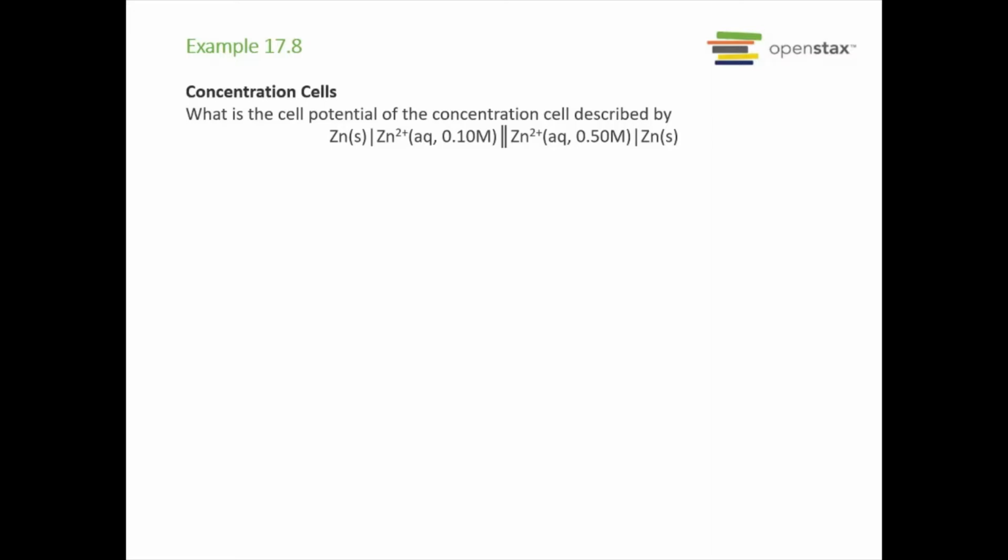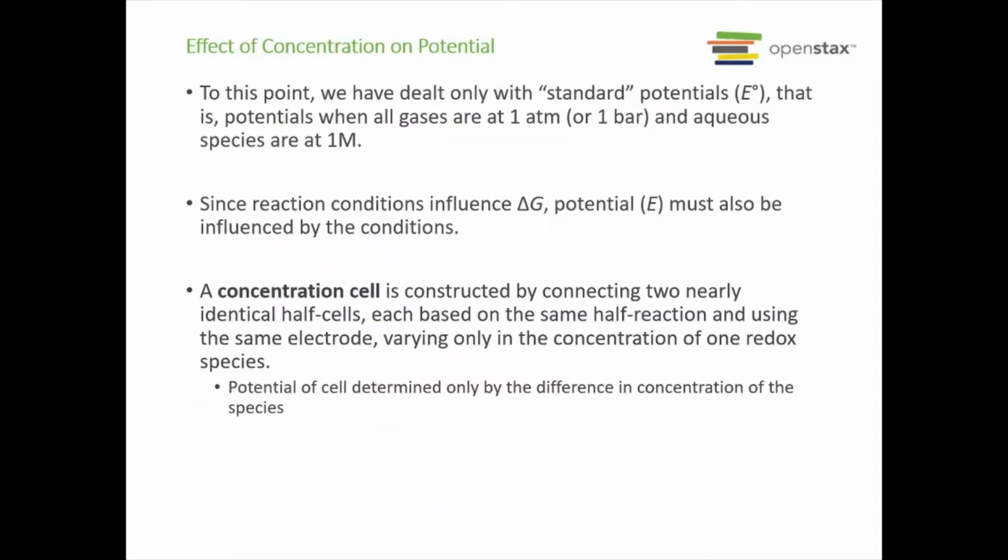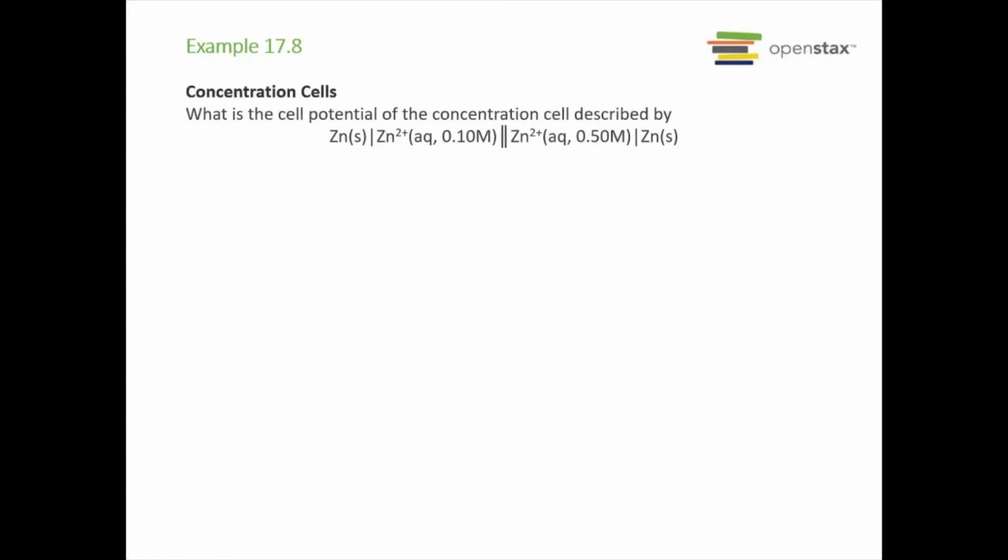So let's look at another example. Sorry, I kind of skipped. I did talk about concentration cells already. Never mind. Okay, so this example is looking at a concentration cell, and we want to know the cell potential of it, described by this cell notation given here.